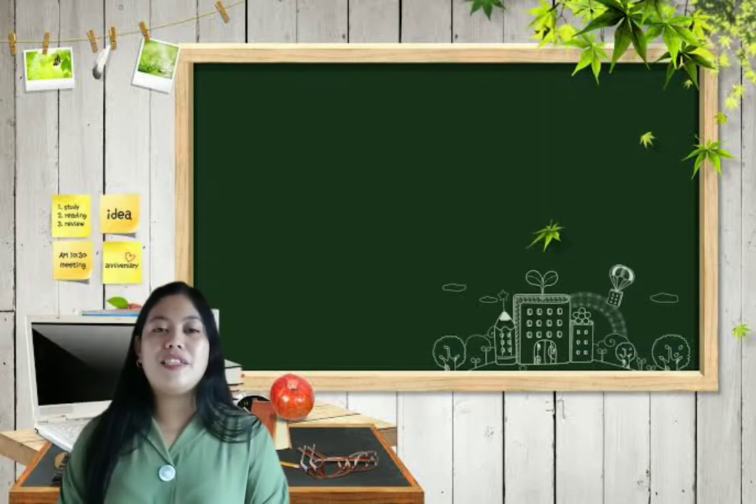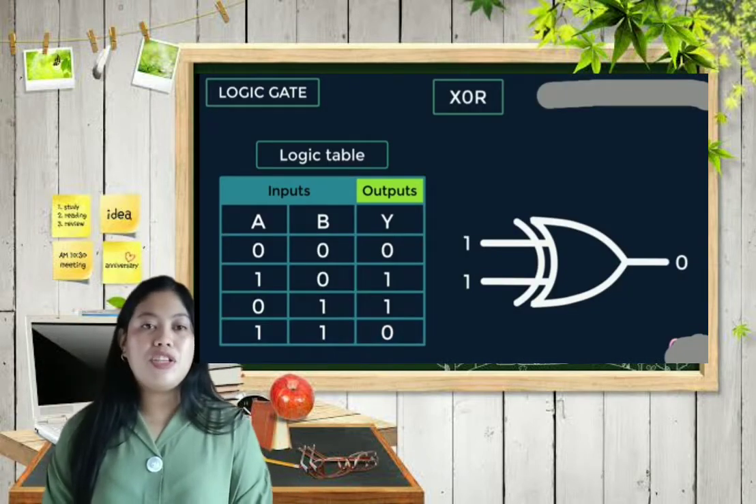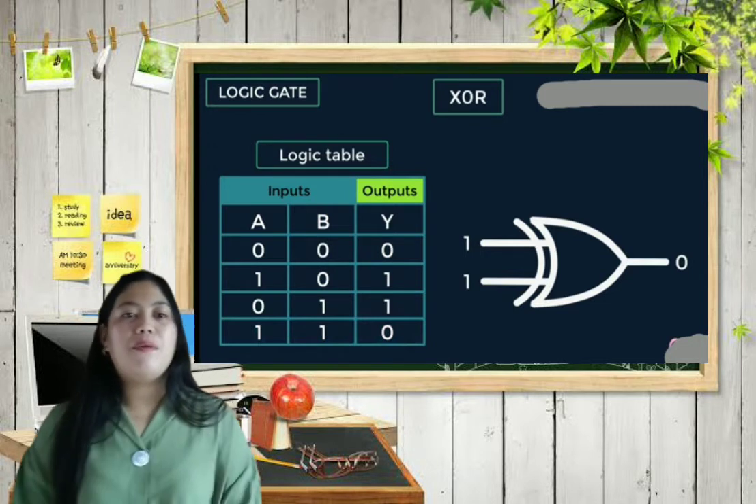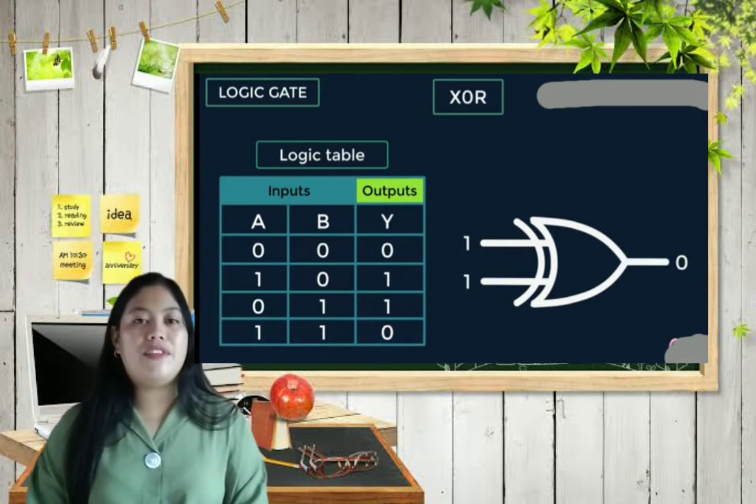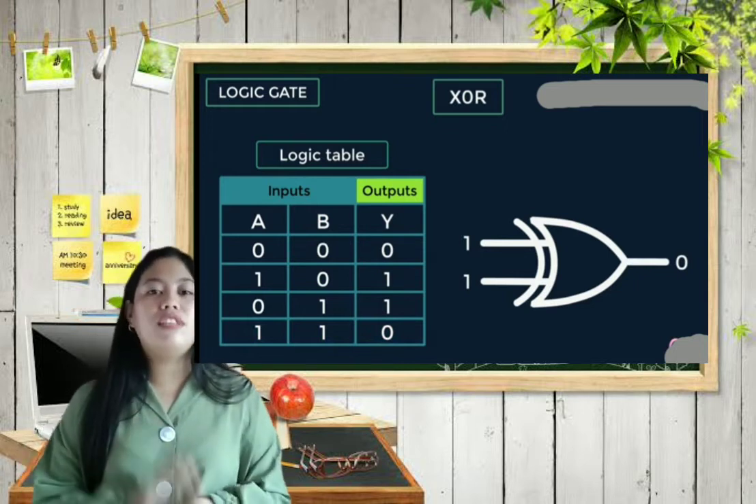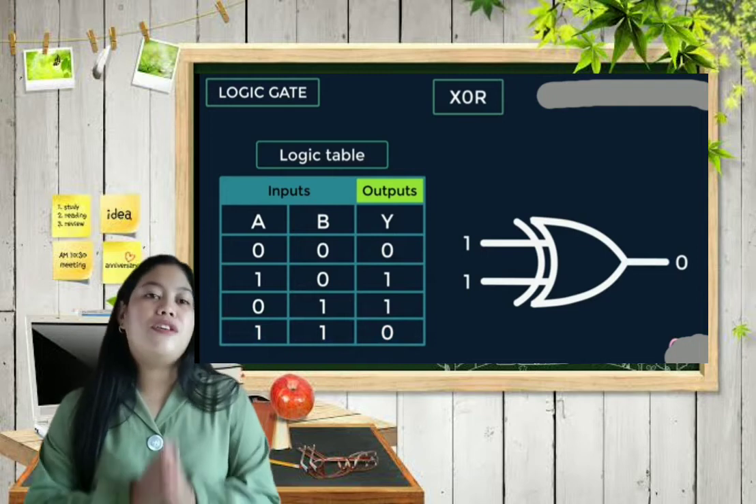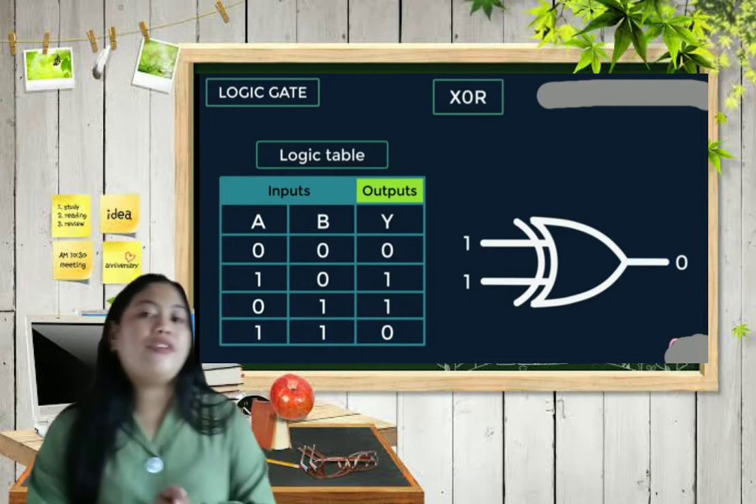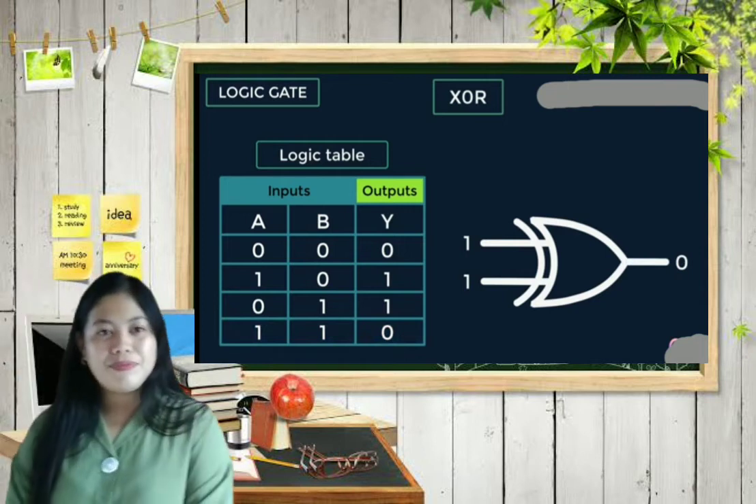Next, we will see the exclusive OR gate. The specialty of the exclusive OR gate is that it gives an output when there is a signal in only one of the inputs. It will not provide any output signal if both the inputs are 0 or both the inputs are 1. Let's see the truth table for the exclusive OR gate.